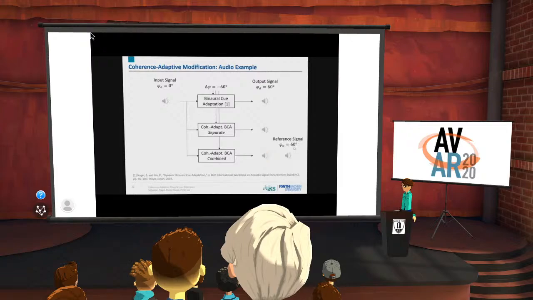Just for comparison, I will play again the reference signal and the output of the combined algorithm.